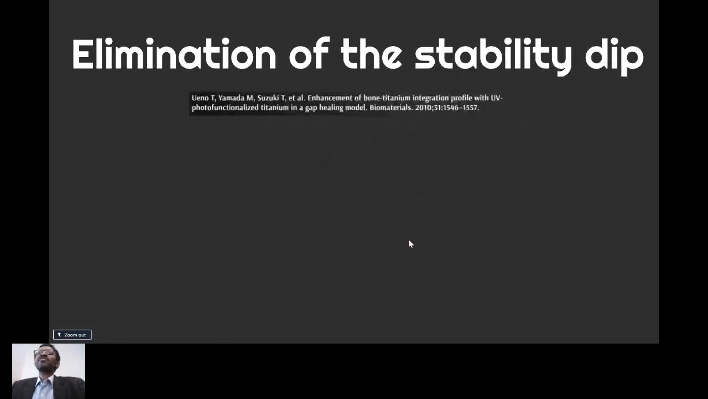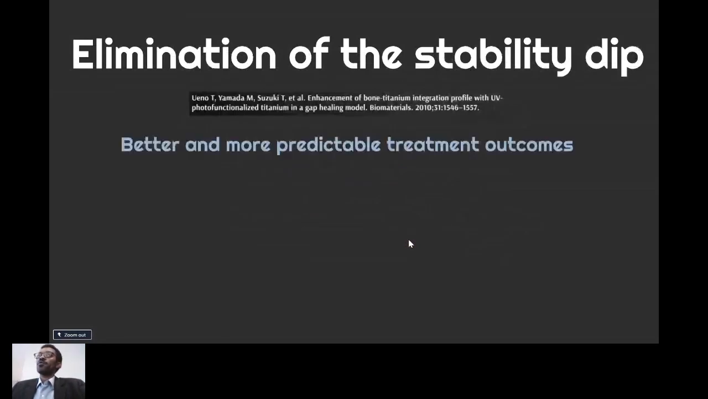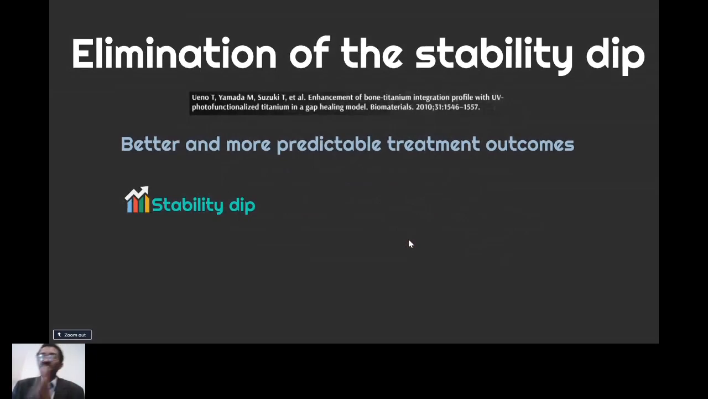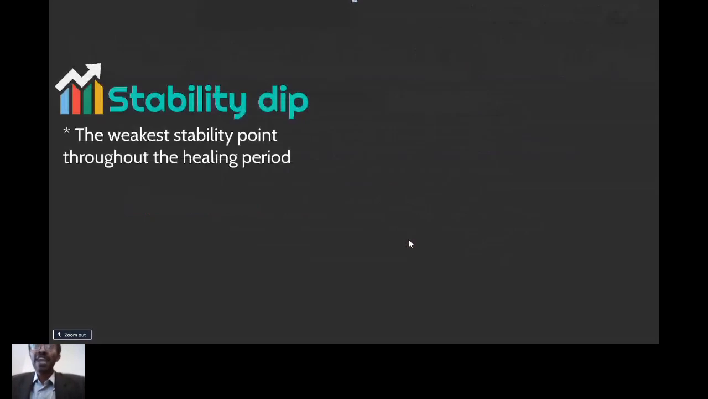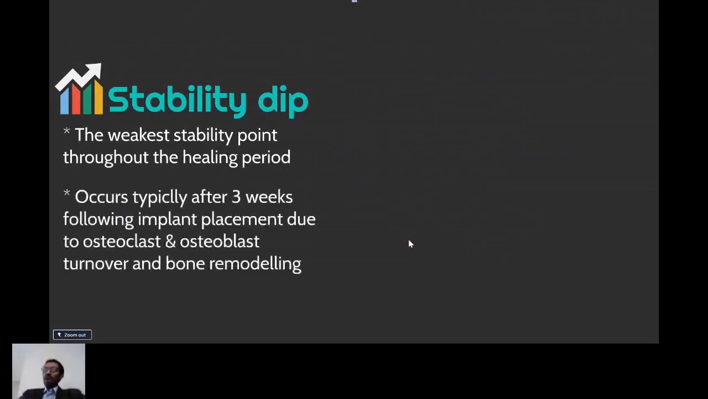The second thing is elimination of the stability dip. We have a better and more predictable treatment outcome once we eliminate this stability dip. So what's a stability dip? Just a quick recap. I'm sure most of the clinicians know it, but just a quick recap for everyone. It's the weakest stability point throughout the healing period. Basically, it's the point where the primary stability and the secondary stability meet. It occurs typically after 3 weeks following implant placement due to the turnover, the remodeling of the bone.